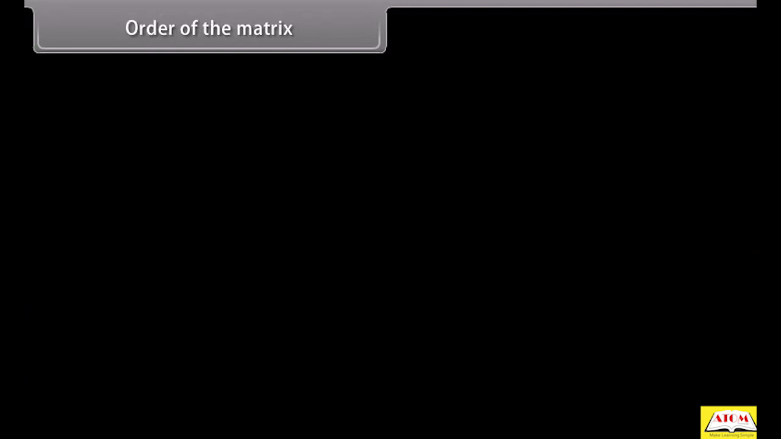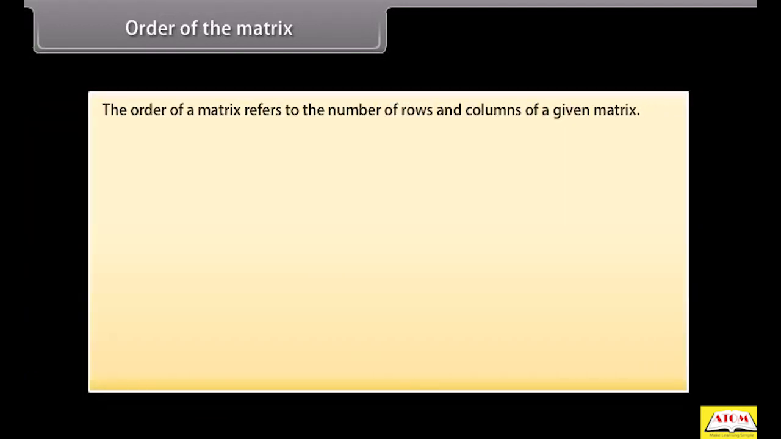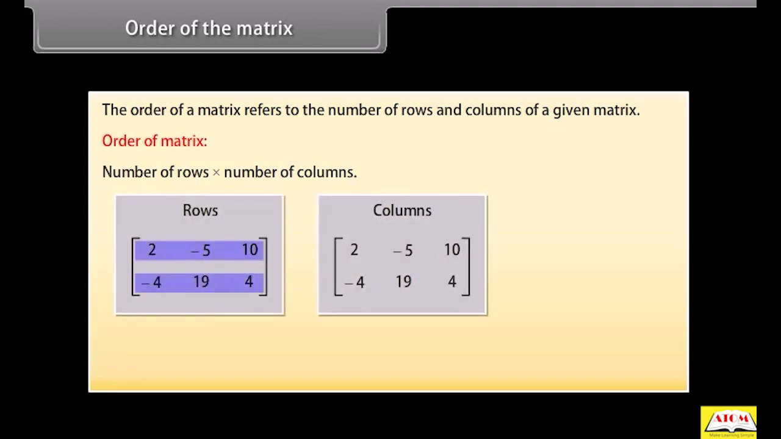Order of the matrix. The order of a matrix refers to the number of rows and columns of a given matrix. By convention, the order of a matrix is given by number of rows by number of columns. Here we can see 2 pictures of the same matrix with the rows and columns highlighted. The order of this matrix is 2 by 3, that is 2 rows by 3 columns.